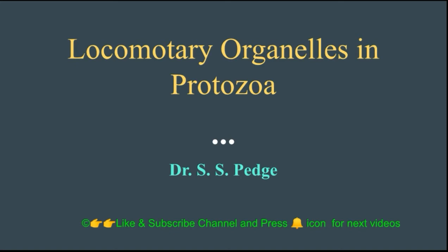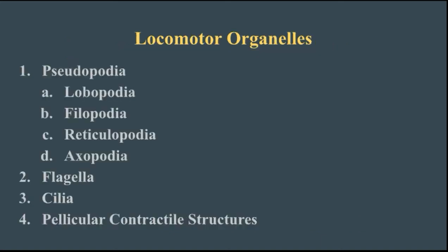So today we will see this in this lecture. Let's get started. First of all, there are four kinds of locomotor organelles of the protozoa. First is the pseudopodia, second is the flagella, third one is the cilia, and fourth one is the pellicular contractile structure. These four are the locomotory organelles. It means the protozoans use these four types for locomotion.